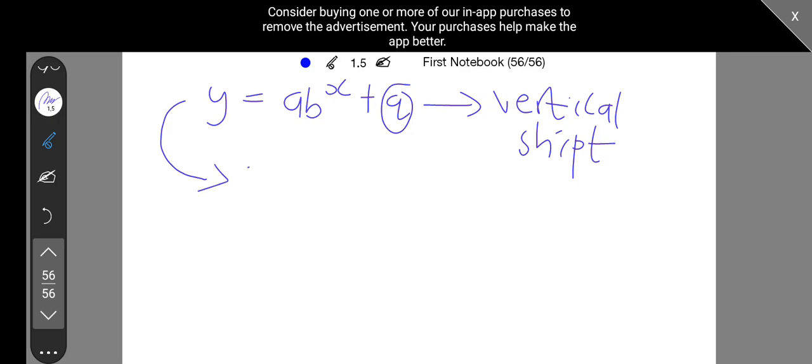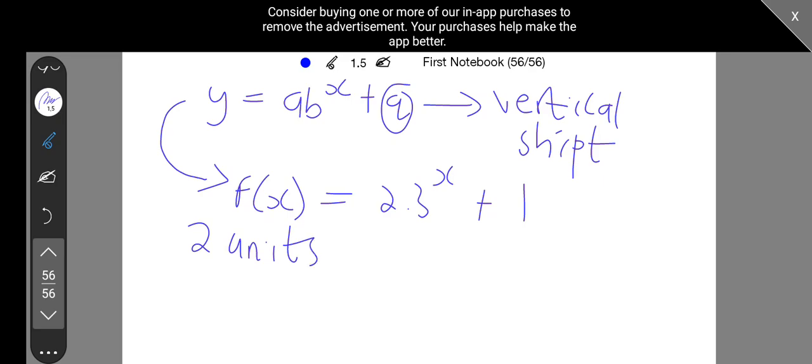Let's say we shift 2 units. Let's have the simplest equation and shift it. Suppose we are given f(x). f(x) is the same as y. f(x) is equal to 2 times 3 to the power of x plus 1. So, let's move the graph 2 units up and 1 unit to the right.